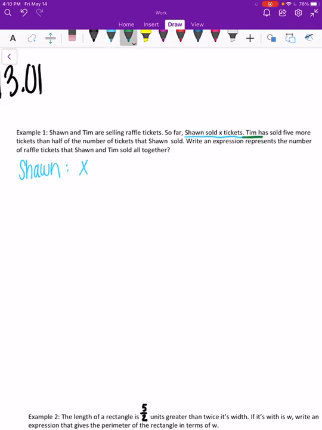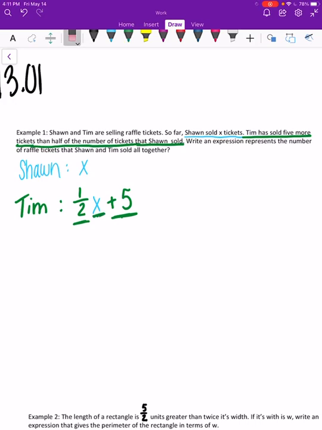Next, it says Tim has sold 5 more tickets than half of the number of tickets that Sean sold. Oof. So I'm going to say Tim. So he sold 5 more tickets than half of the number of tickets. So Tim sold 1/2 of Sean's X and then 5 more tickets than that. It's kind of weird. So this is 5 more tickets than half of the number of tickets that Sean sold. And we said Sean is X.